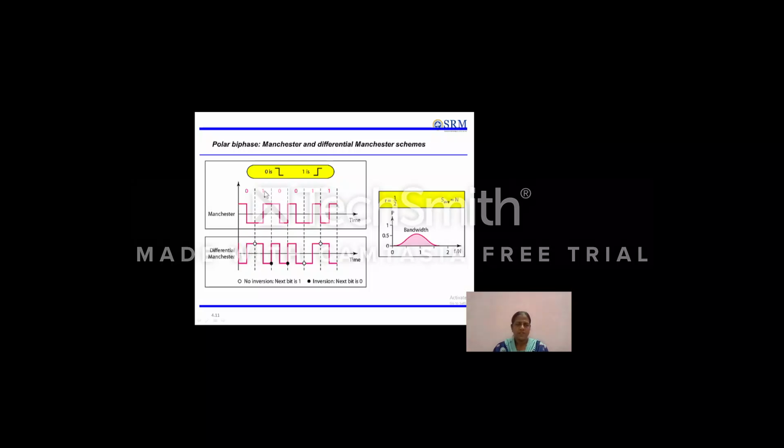Then 1 will be represented as high to low. Again it is 0. 0 means there will be an inversion happening. Again there is 0, and again we assume that there is an inversion happening. For 1, it will be in the same state, so it is low to high. If it is in high, it will be from high to low. So this is how you do the bit conversion to signals in the case of differential Manchester encoding.